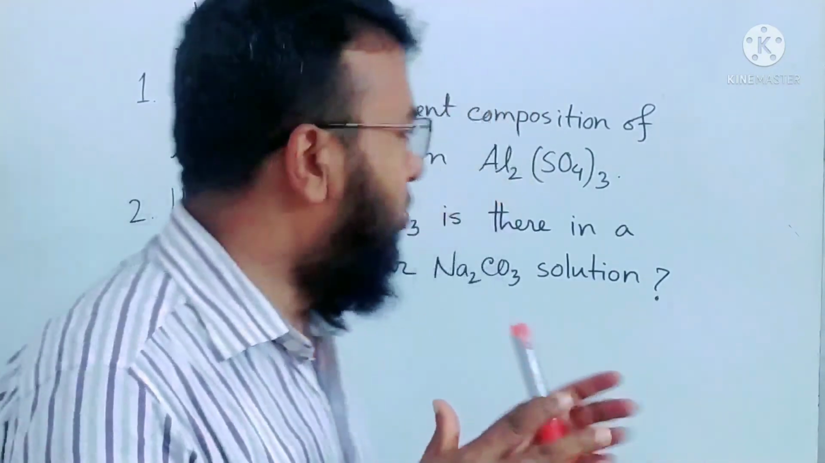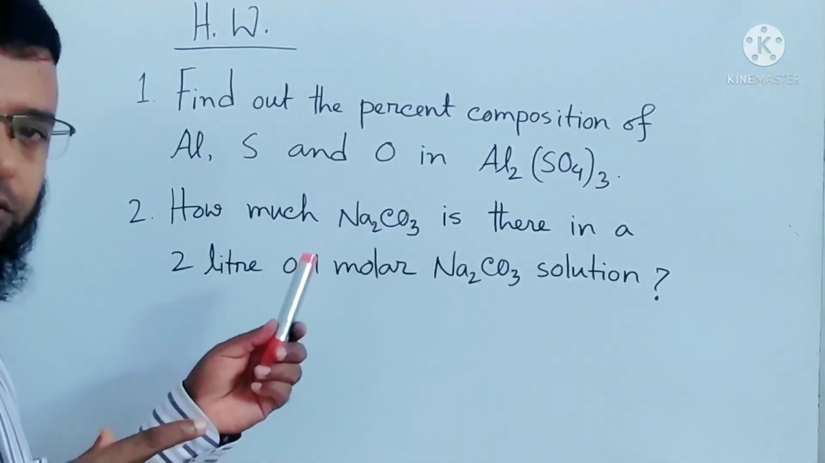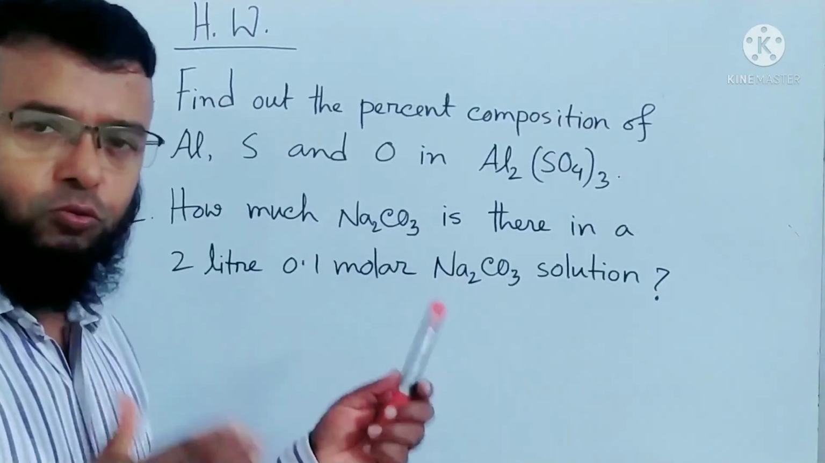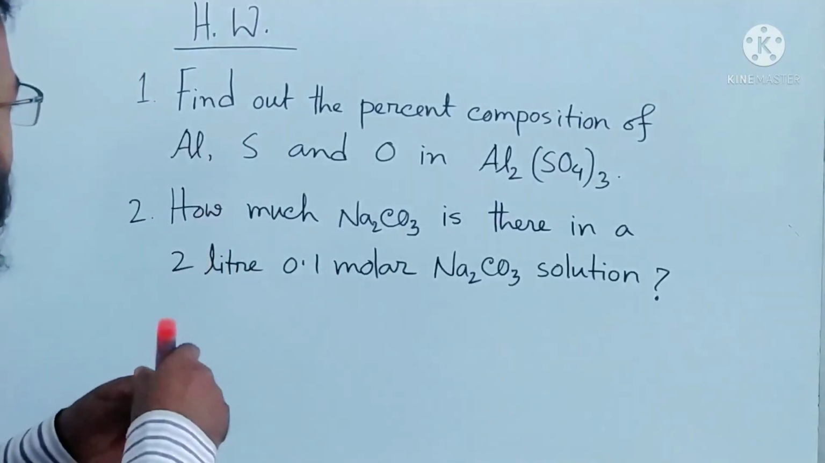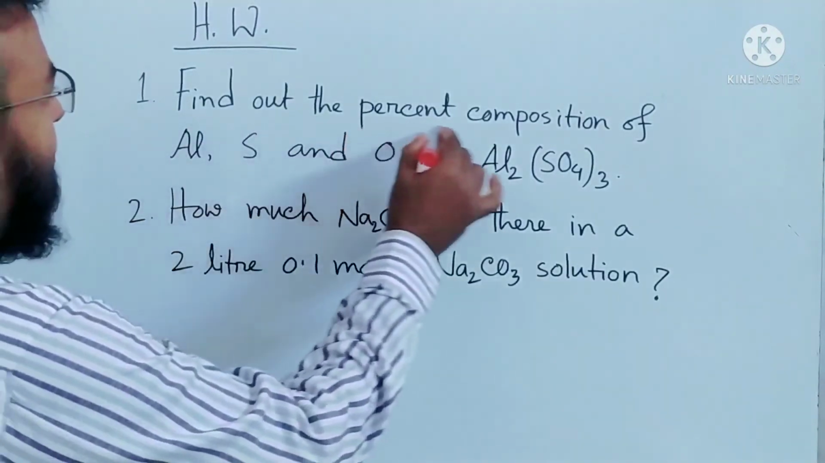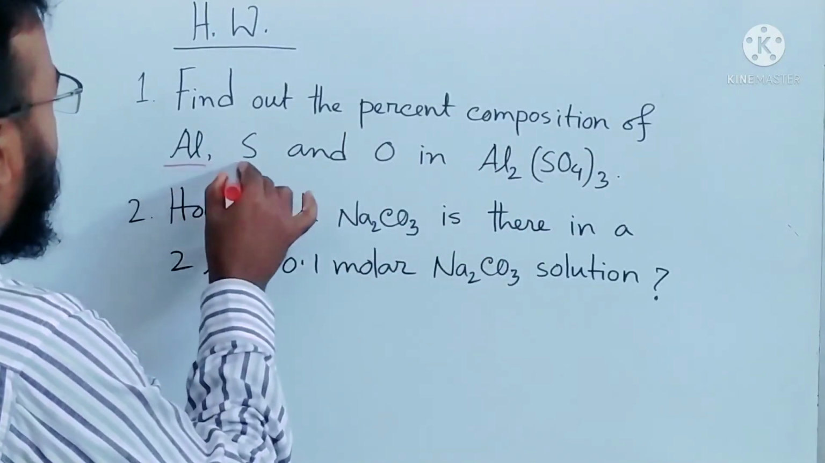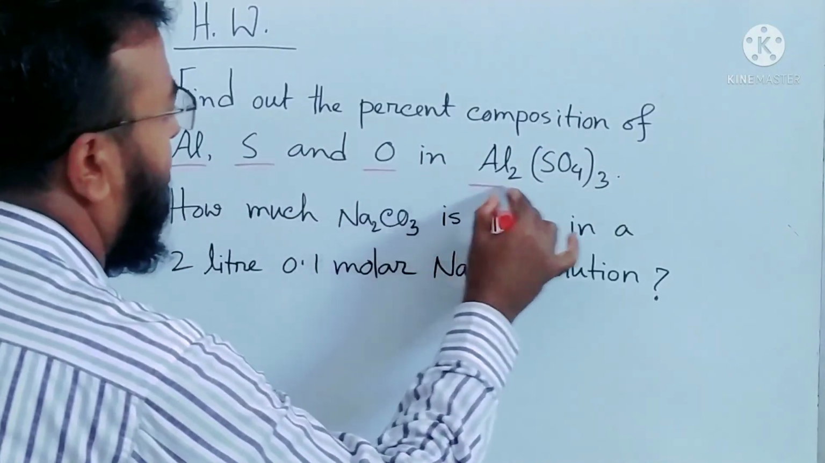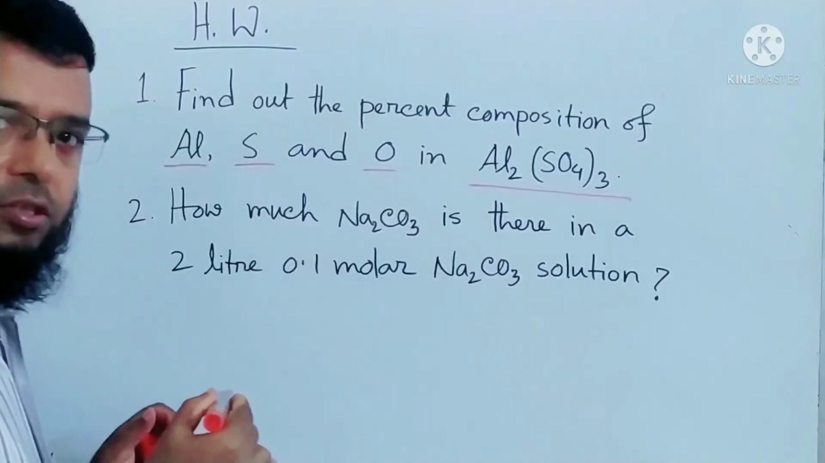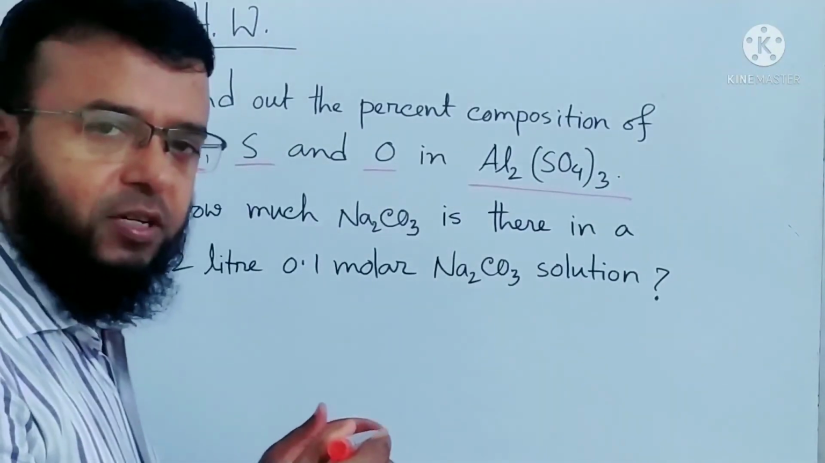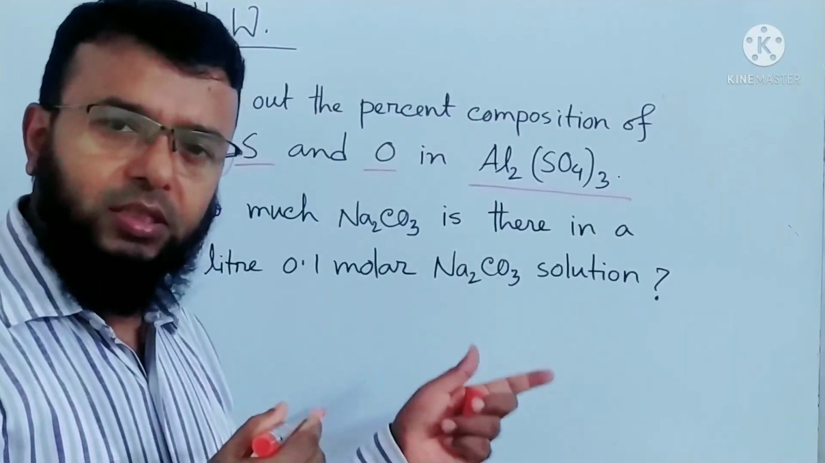Okay, now homework, all of you see the board. I have given homework, only 2 questions. First one: find out the % composition of aluminum, sulfur and oxygen in aluminum sulfate. So I have shown how to find out the % composition. Like this you will do it.